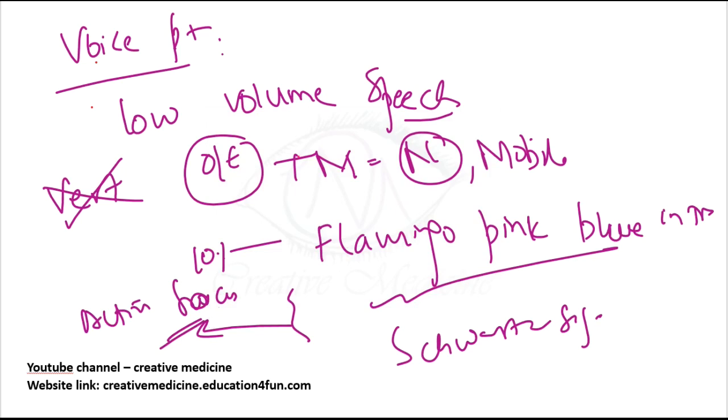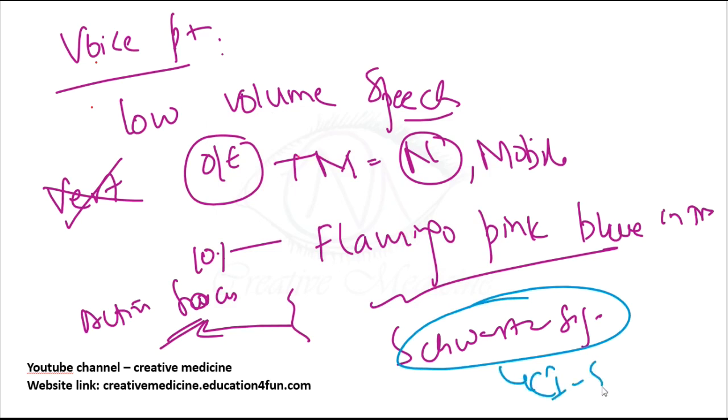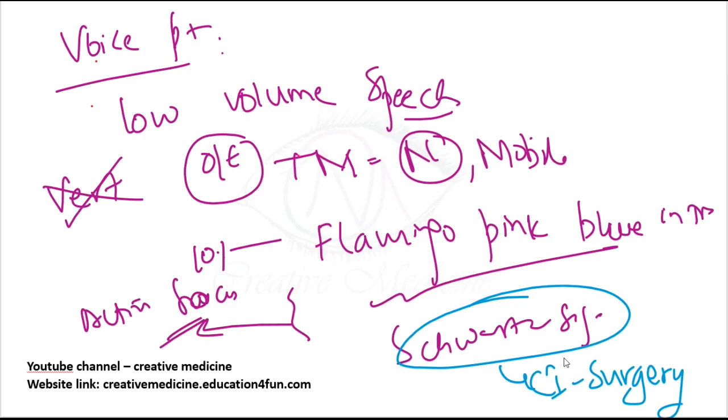So whenever there is Schwartz sign, remember, presence of this Schwartz sign is actually a contraindication for surgery, because now the patient is in active stage. So in active stage, we cannot do surgery. But if the Schwartz sign is positive, then sodium fluoride therapy can be done in the patient.